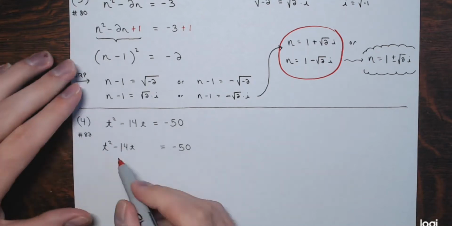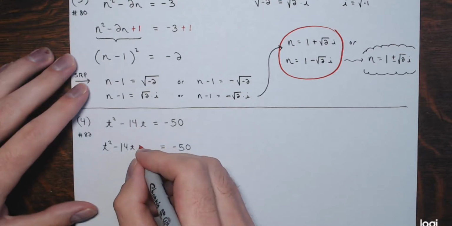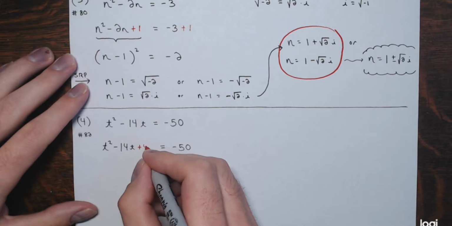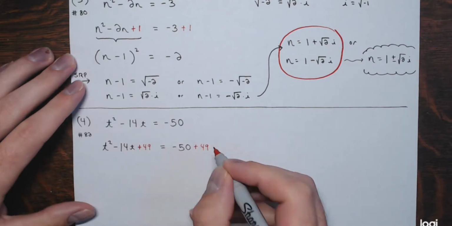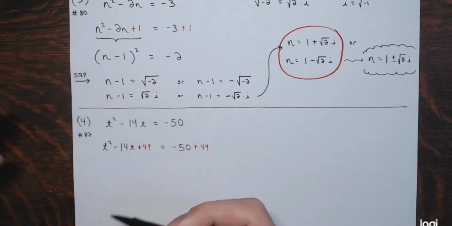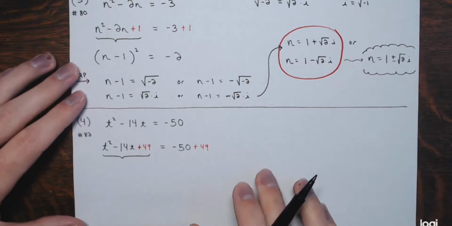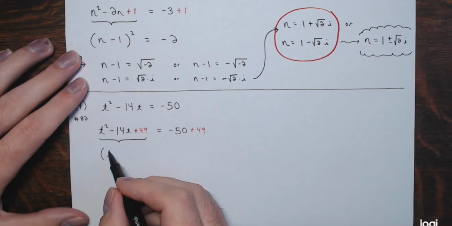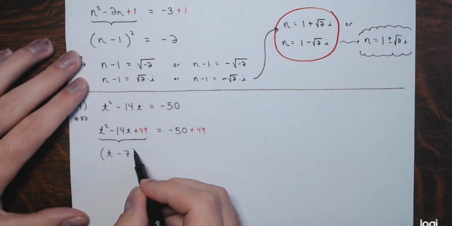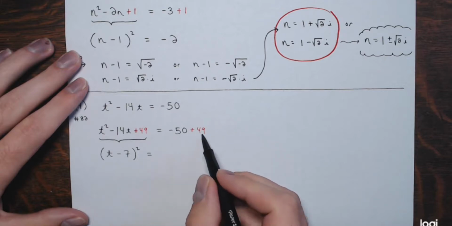All right, and then half of negative 14 is negative 7. And when you square that, that'd be positive 49. So what's going to be added to both sides here is 49. So now on the left side I have a perfect square trinomial. t squared minus 14t plus 49 is t minus 7 to the second power. Equals, and then negative 1.